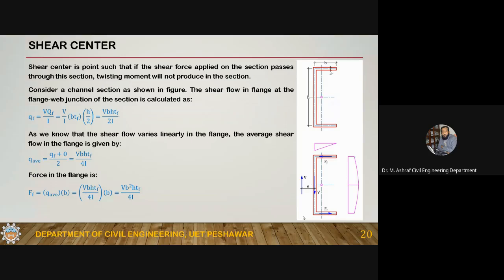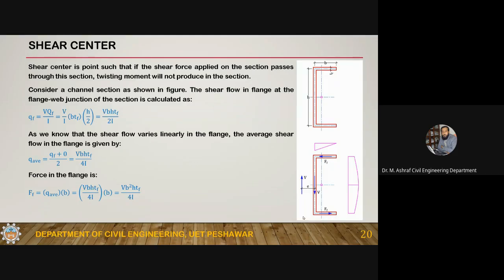But if the load is not passing through the shear center, then what will happen? The section will twist. And in addition to the usual shear stresses, due to the twisting or the torque, additional shear stresses will also be induced in the section. If your load is not passing through the shear center, then you'll have to take care of those stresses when you are designing. Or if you want to avoid those stresses, you'll have to make some arrangement so that your shear force passes through the shear center of the section.